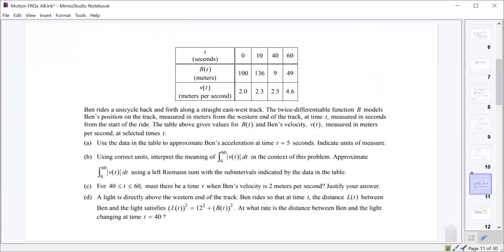All right. The unicycle. So the first thing we're going to do is approximate his acceleration. How are we going to approximate the acceleration?